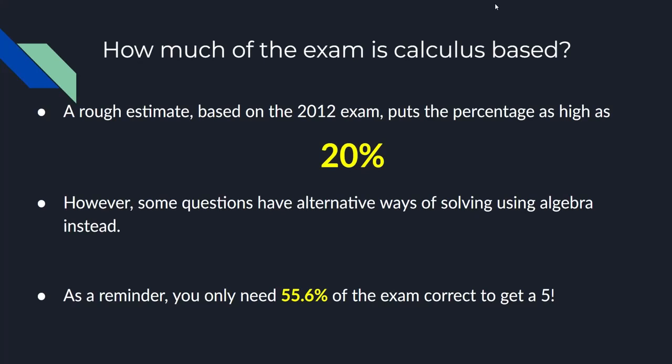There are actually a lot of questions where there is the choice to use an algebraic version. I'll show you examples of the types of questions later on, but there are some questions in this 20% that actually could have been answered algebraically instead of calculus based. So again, this percent is a little bit lower. And again, I want to keep reminding you that 56% is needed for a 5. So even if you don't learn any of the calculus, you don't understand anything like that, you just do all the algebra questions, you still have a really good shot at getting a 5.